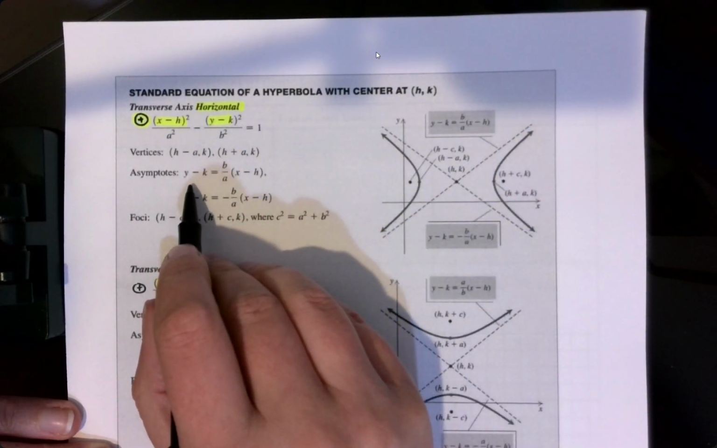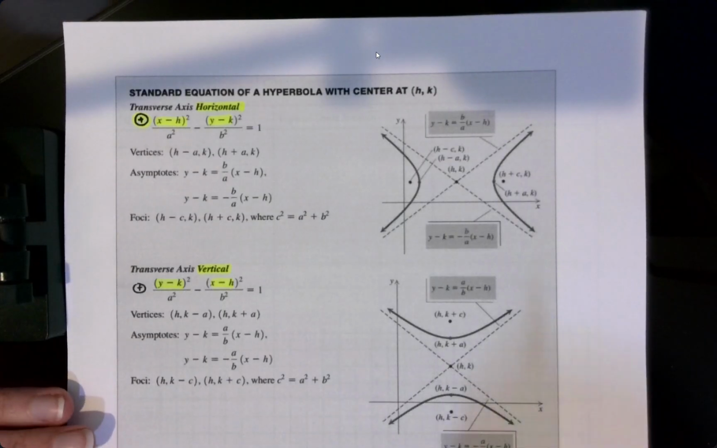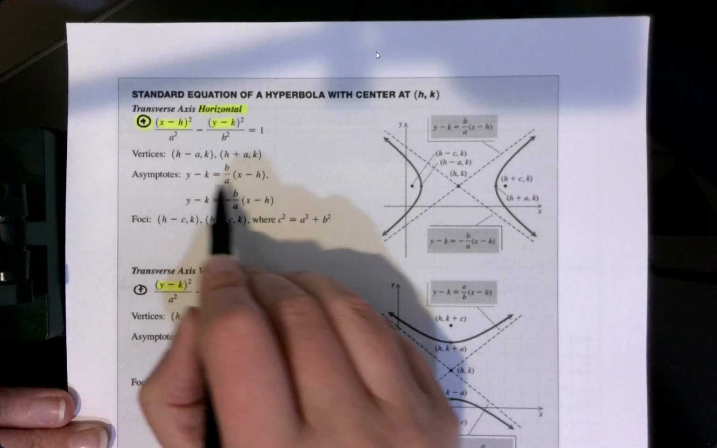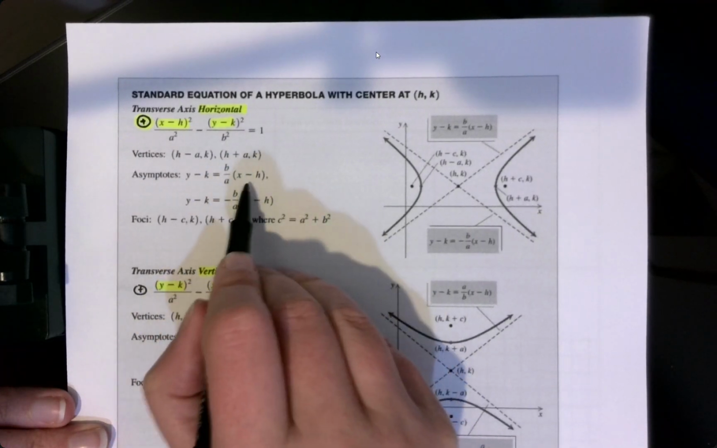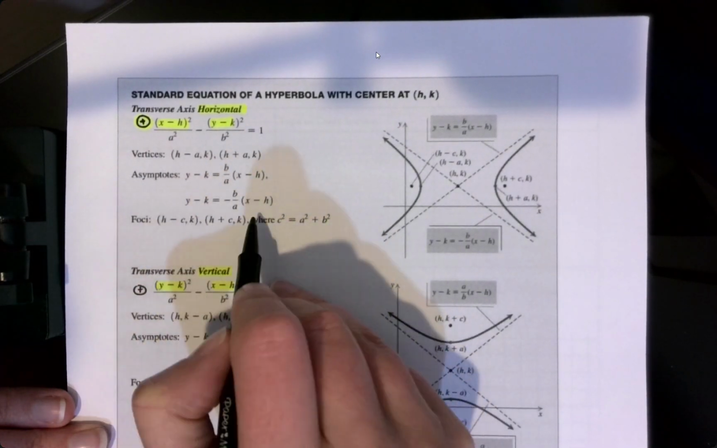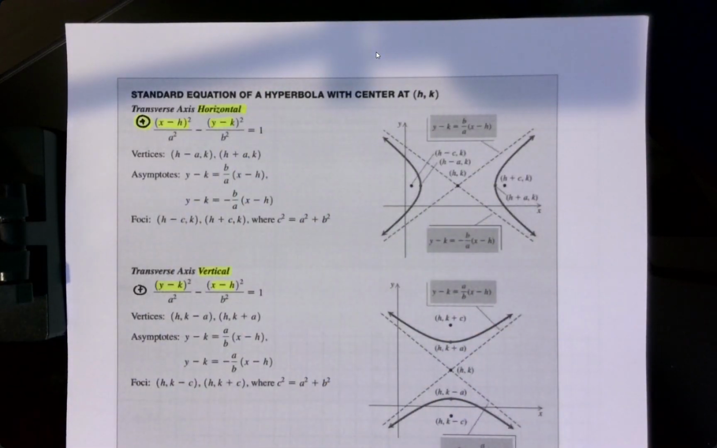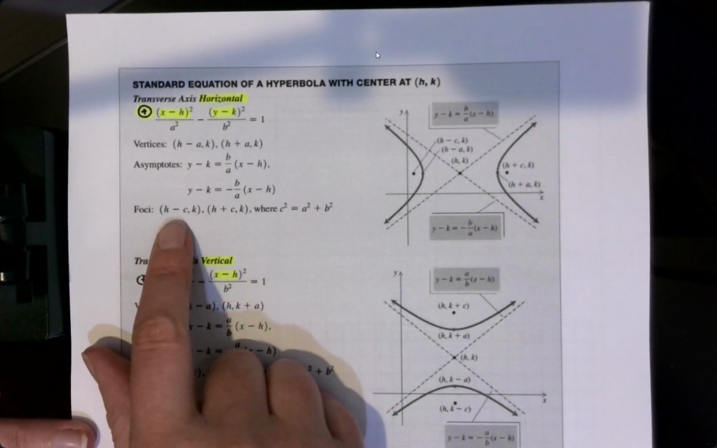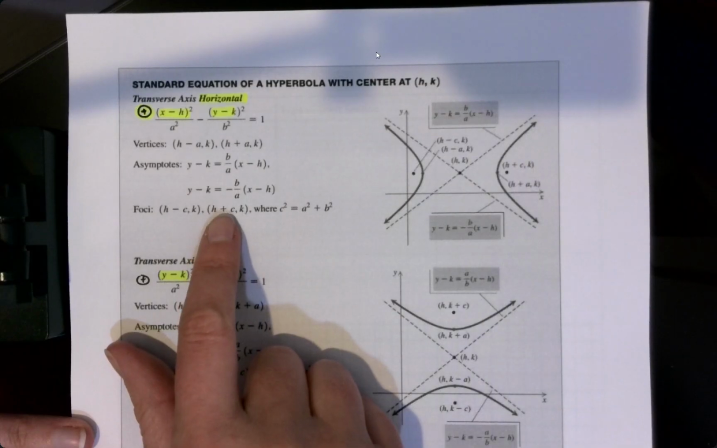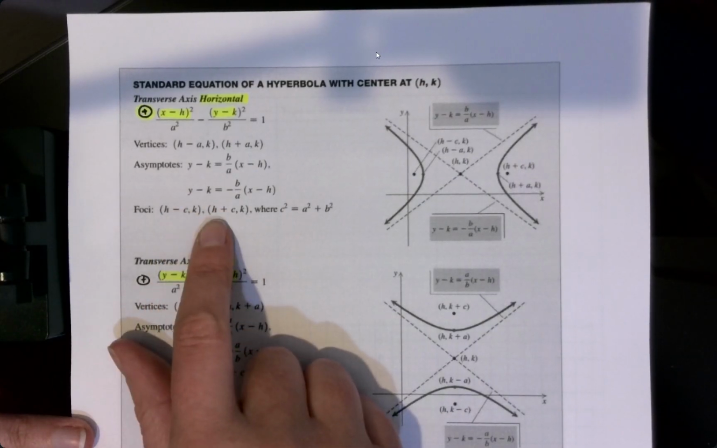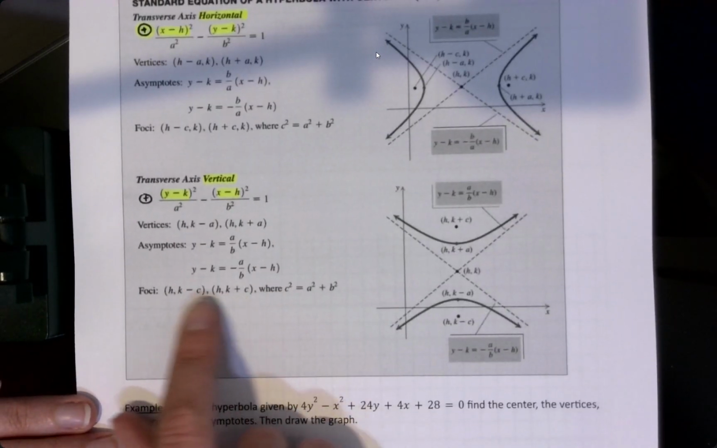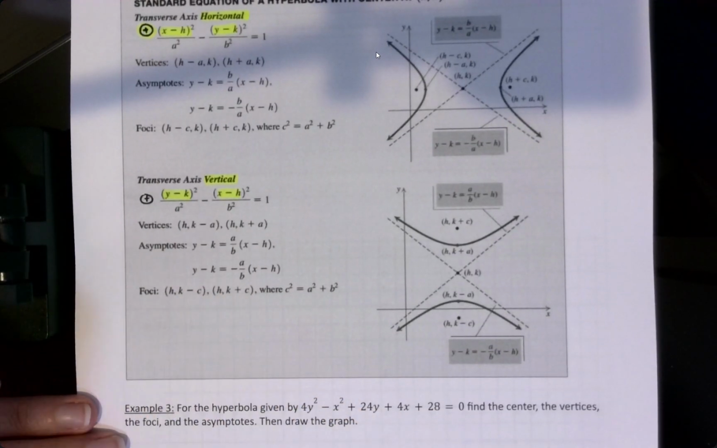The asymptotes right here, again, remember that our formula for asymptotes was y equals b over a times x. This just has the shift up, down, shift left, right. Let's just think of that as a transformation of the line, shifted left, right, or up, down. And so that's going to be the new equation for the asymptote with the center at (h, k). Foci, same business. We're shifting c units along the horizontal axis, or if it's along the vertical axis, you'd be adding to the y coordinate instead of the x coordinate.